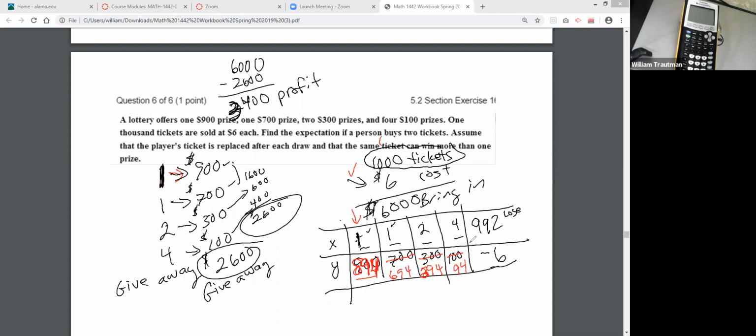These 4 people, they didn't win $100. They won 94. They got a $100 bill, but 6 of it was for paying for the ticket, and then $94 was extra, how much they won.